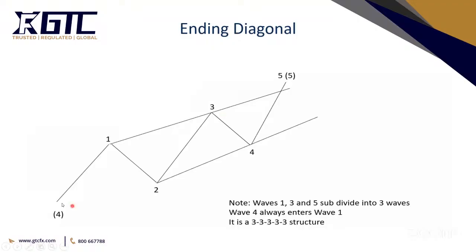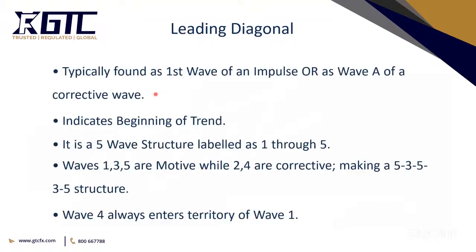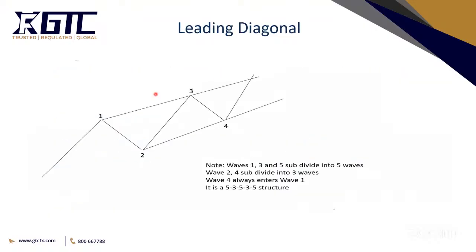All right. So this pattern ultimately becomes a 5-wave pattern, and each wave is subdivided into 3 waves. So it becomes a 3-3-3-3-3 structure. All right. And the second important rule within the diagonal is wave 4 always enters the territory of wave 1, which is not the case in the impulse waves. Okay. And the leading diagonal is just the opposite of the ending diagonal. Ending diagonal is an ending pattern where the trend is just about to end.